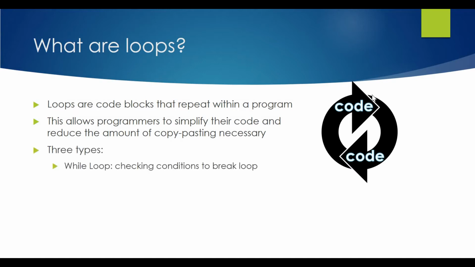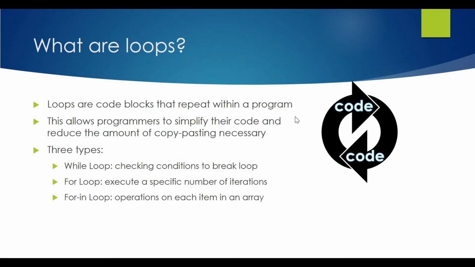There are three types of loops. There's a while loop, which checks conditions, and if that condition is true, we're going to run a code block. If it is false, it'll break out of the loop. There's something called a for loop, which executes a specific number of iterations, and all that means is it's going to run the code block a specific number of times and then stop. Then there's something called a for in loop, which performs operations on items in an array. And remember, arrays are things like lists, tuples, and dictionaries. We'll look at some examples later on in this series and see what the use of a for in loop is. And they're very useful.